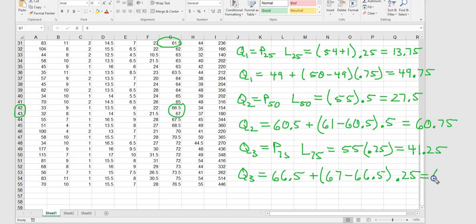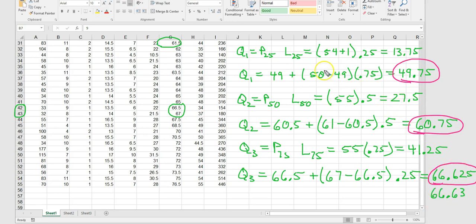And we get 66.625, which would be okay if we rounded that to 66.63 if we wanted. We're rounding one more place than what our data is given to us. All right, and so there we go. We have our Q1. Let's see, Q1 was right here. Q2 and Q3.